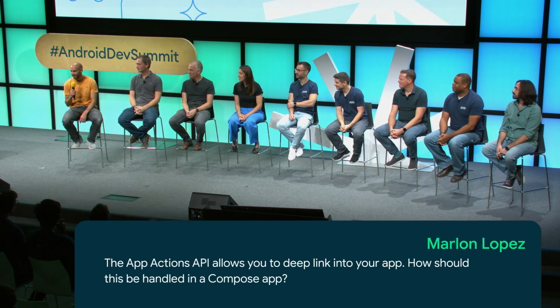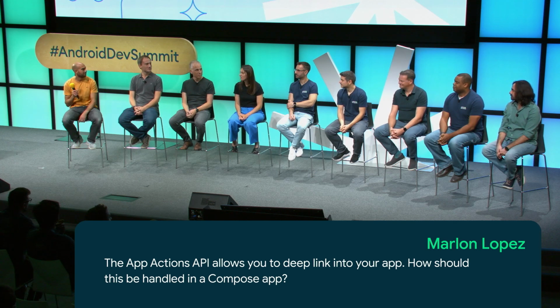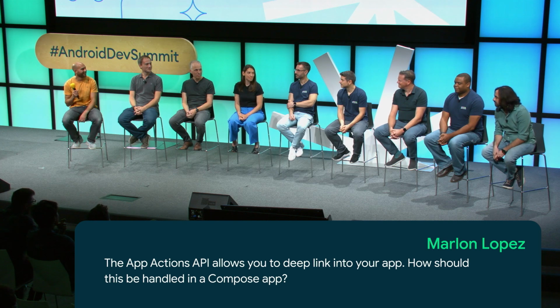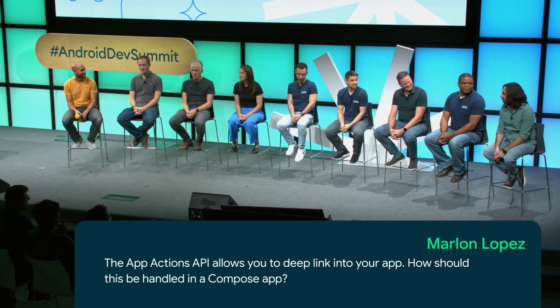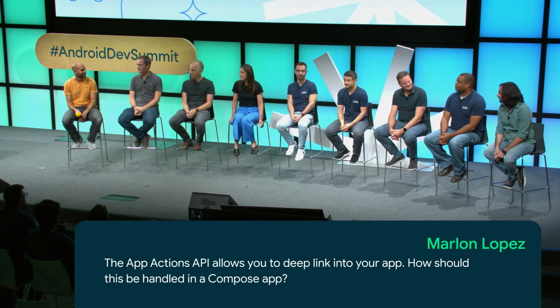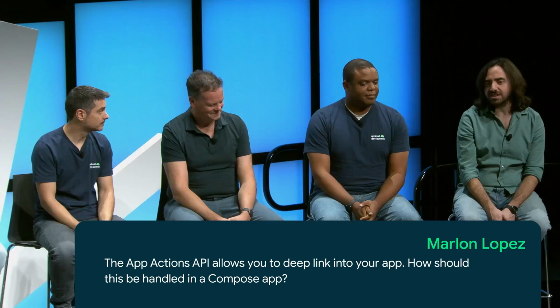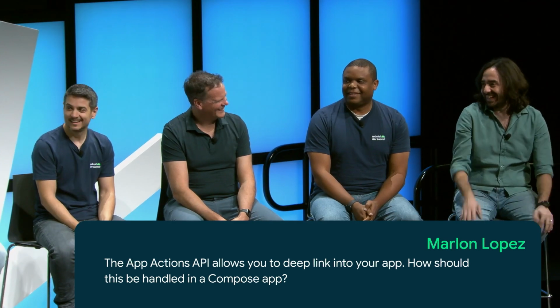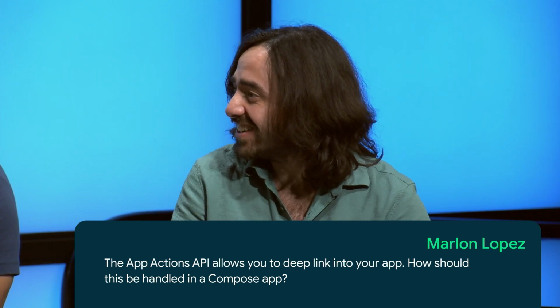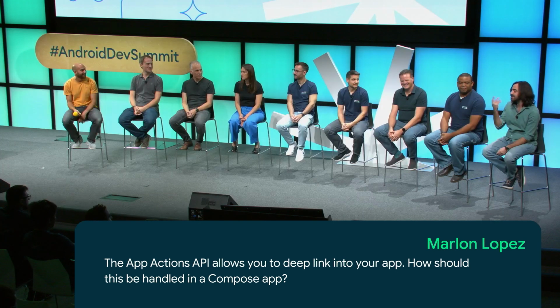Next question comes in: the App Actions API allows you to deep link into your app. How should this be handled in a Compose app? So, blank faces. Right, so how should we handle deep links in a Compose app? Is that App Actions? Yes. If you happen to use Navigation Compose, it handles it for you. See, that's the answer. Use Navigation Compose and it's handled for you.